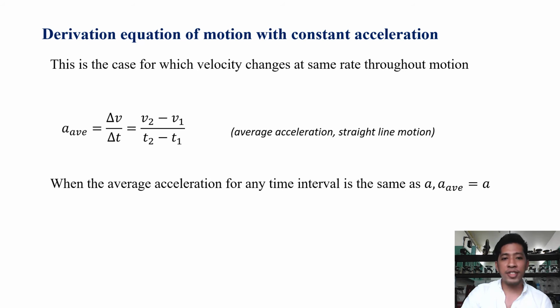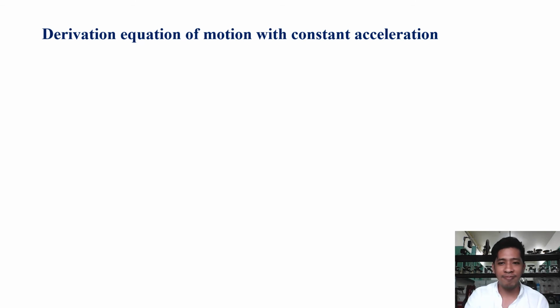Now, when the average acceleration for any time interval is the same as your a, we can replace your average acceleration with a. If that is the case, your average acceleration becomes just a, since the acceleration is the same for any time interval. Your a is equal to delta v over delta t, which is equal to v2 minus v1 over t2 minus t1. Again, we have this equation for your acceleration, and we're going to play with this equation.